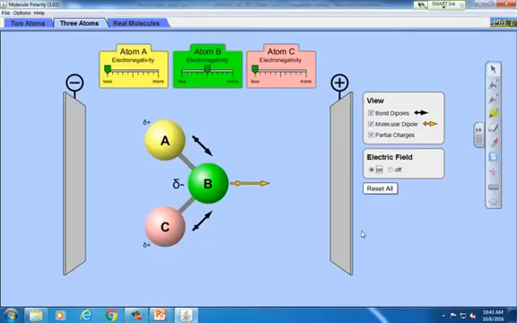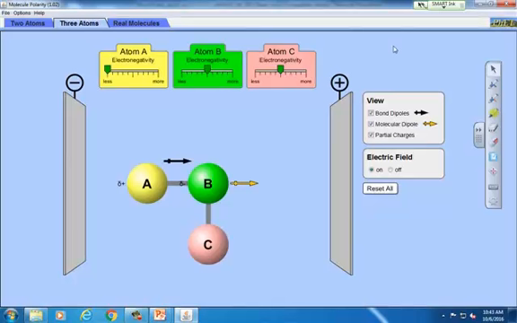I can mess with the electronegativities if I want. I can make C more electronegative. If I make C the same electronegativity as A, that changes the overall polarity. I'm sorry, I made C the same as B. So if C and B are the same, this bond becomes nonpolar. The only bond that's polar is the AB bond. And so the overall polarity is going to be affected by that, and that's going to cause the molecule's overall net dipole arrow to change direction.